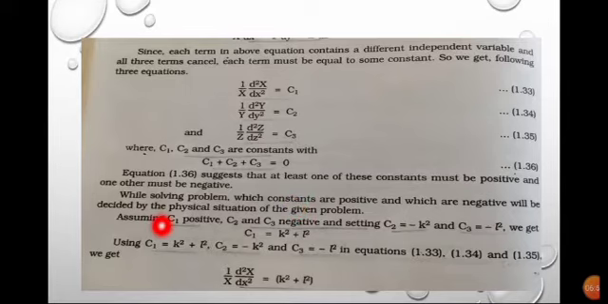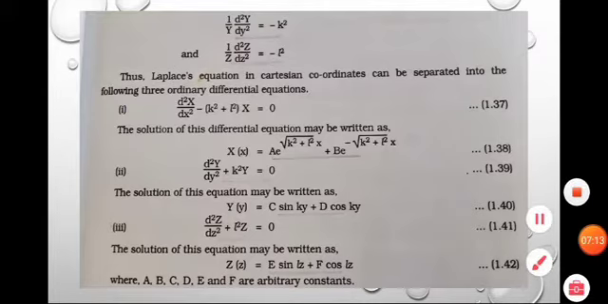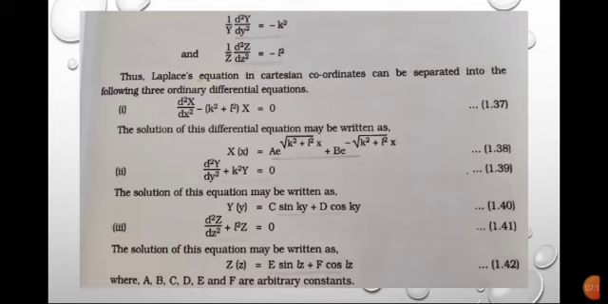using c1 equal to k square plus L square, c2 equal to minus k square and c3 equal to minus L square in equation 1.33. That means these three equations. So what we have: 1 upon X d square X upon dx square is equal to k square plus L square, 1 upon Y d square Y upon dy square is equal to minus k square, and the last term, 1 upon Z d square Z upon dz square is equal to minus L square.